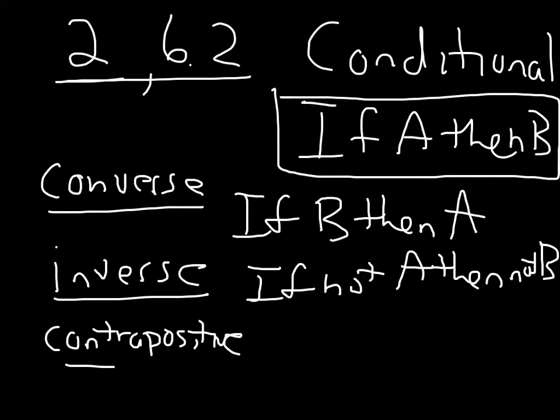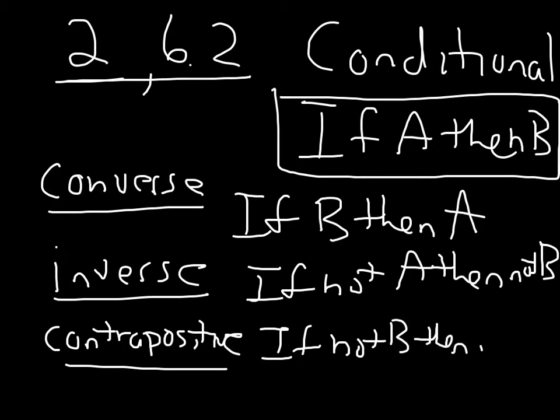And to form the contrapositive, we switch and negate the hypothesis and conclusion. So we start off with if not B, then not A. Another way to write a conditional is A with an arrow standing for implies. A implies B. So the same as if A, then B.